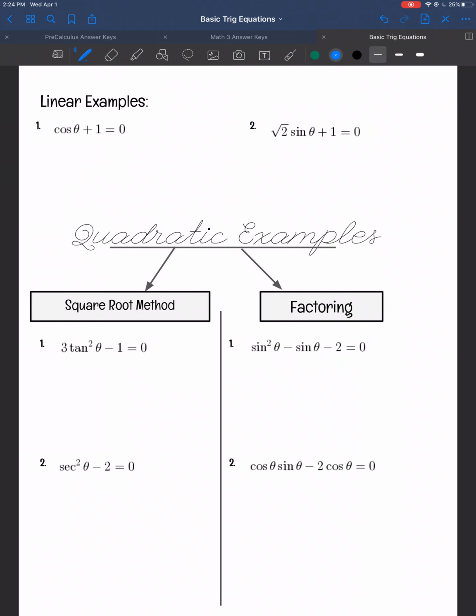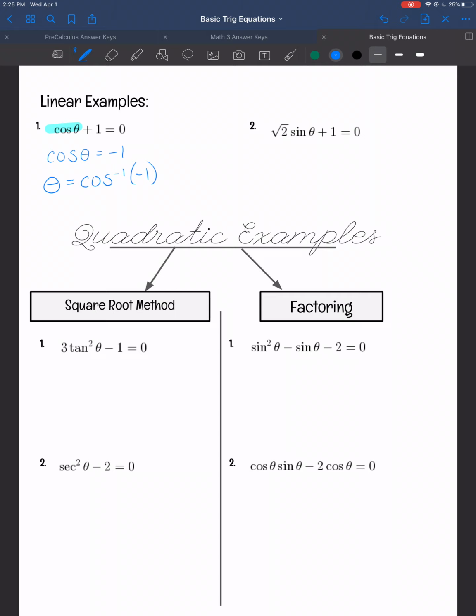Alright, so I pulled some linear examples. To start these out, you need to solve for the trig function. Make sure that's the only thing on the side. So cosine theta is equal to negative 1. And then you solve for theta using inverse trig. So where does theta equal the inverse cosine of negative 1?